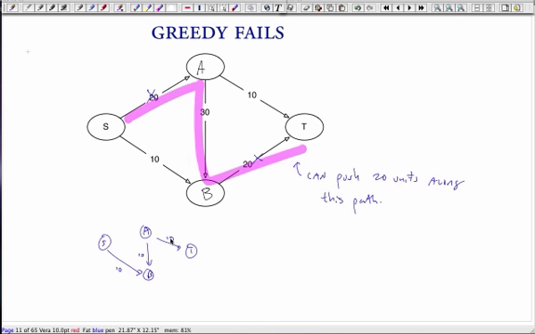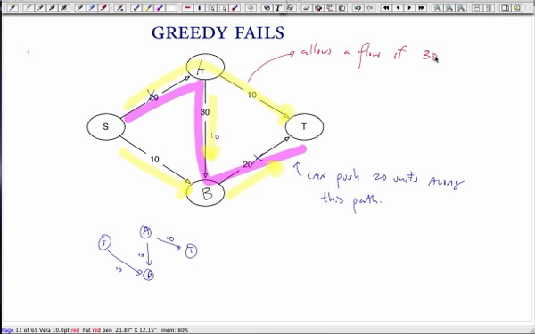The right approach was not to push 20 across. The right approach was to send 10 along this path and 10 along this path. Everybody see why, with the yellow path, there's a way to push 30 along this? Okay. So the problem is the greedy approach led us to make an incorrect decision at some particular point.